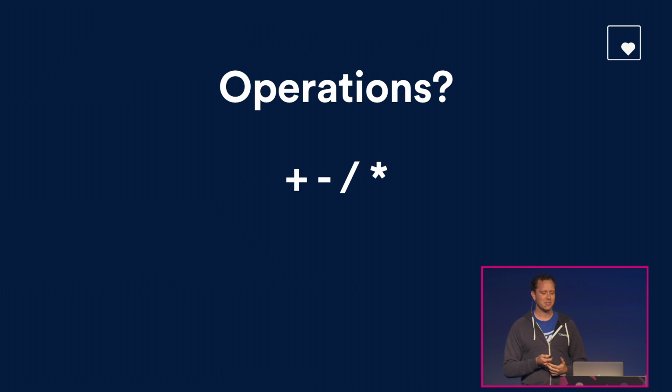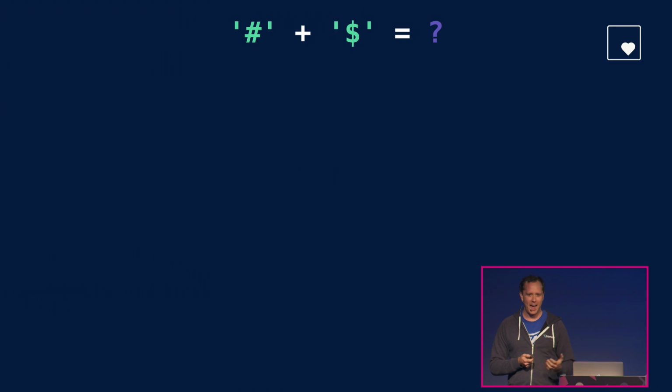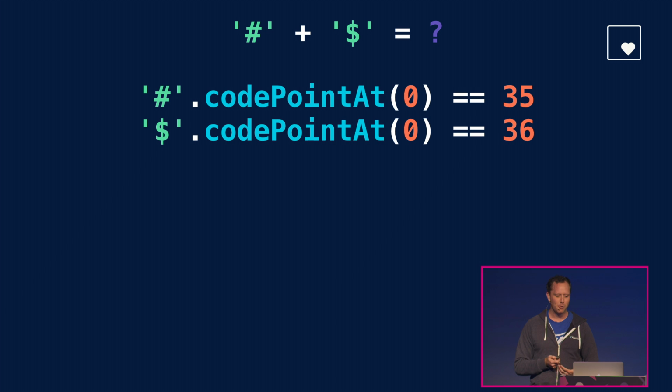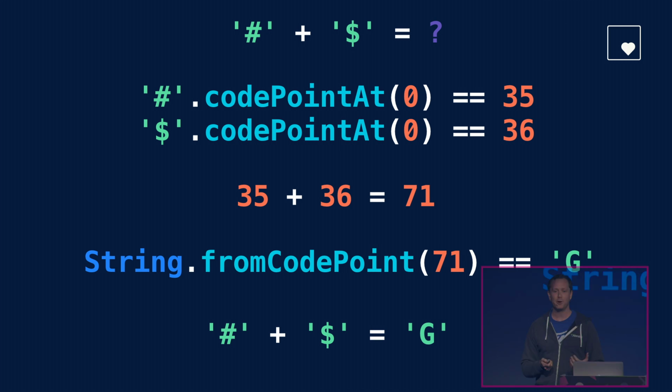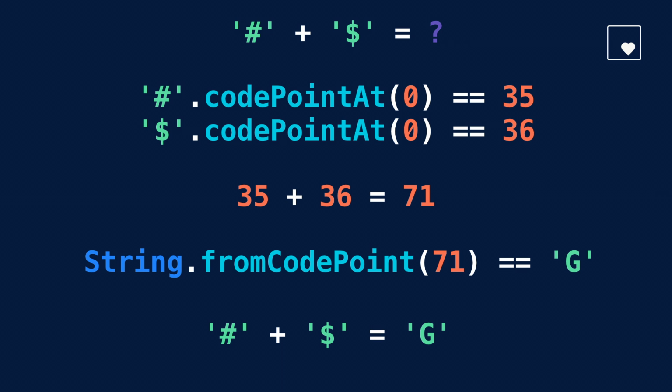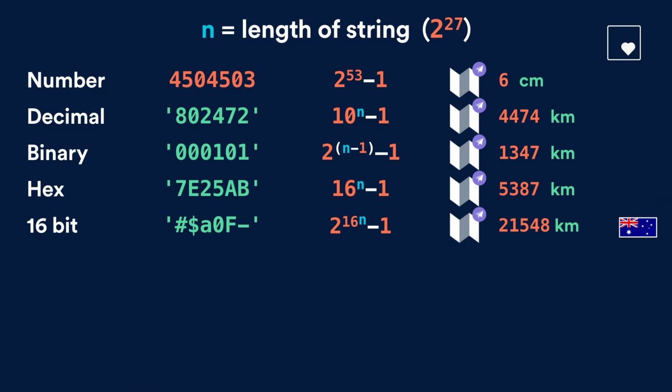But what about operations? If we had the string hash plus $, what does that give us? Well, we saw this method before where we could pull out the integer value. So we can just simply pull that integer value out, do the addition, and if we really wanted to, we could actually save that result back into a Unicode string. So if you didn't know, hash plus $ equals capital G.